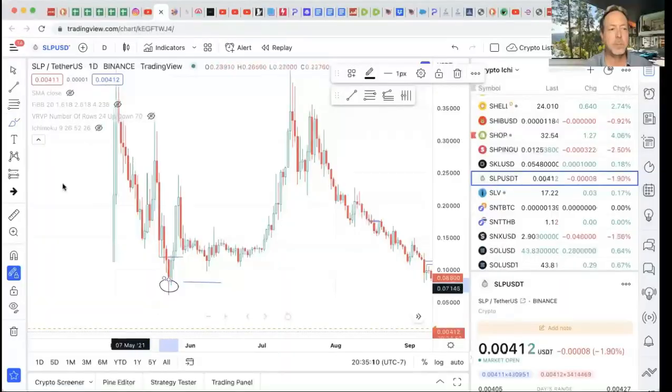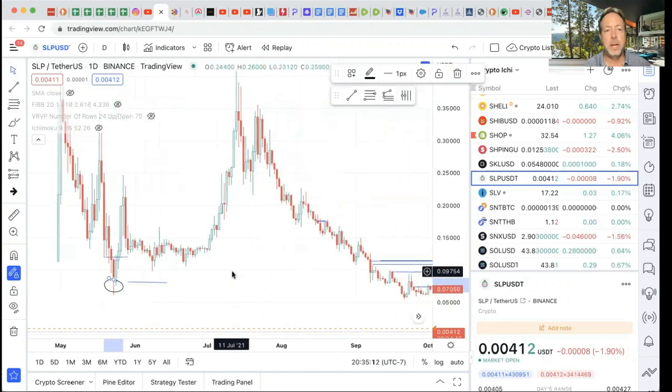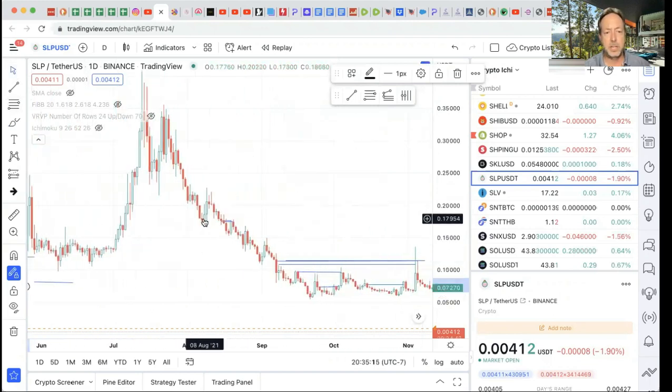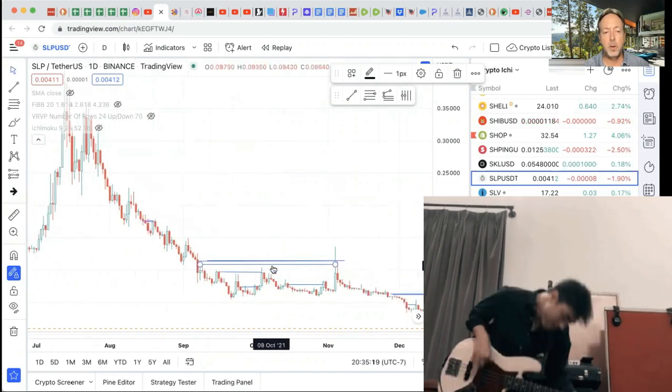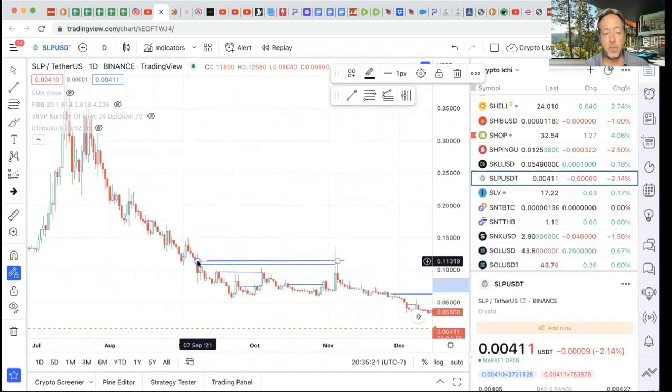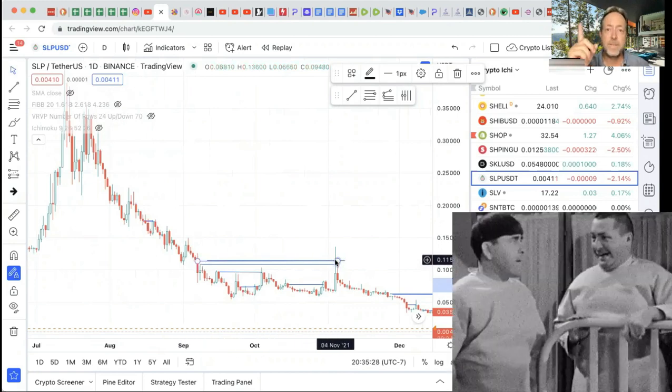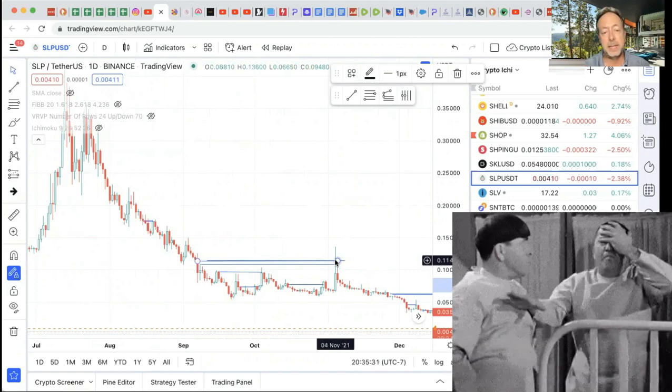Okay, so let's go ahead and take a look at a few more examples here. Here's a base right here. It broke this base and swung up. Over here, it broke this base right over here on September 7th, 2021. And what did it do? It came back up real quick on one stick. Boom. On one day, it came up and hit that line again.